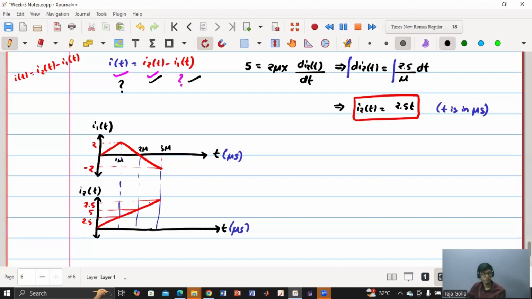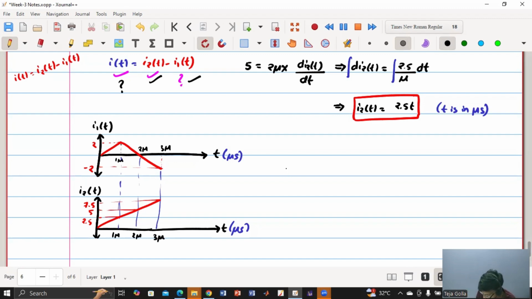that it is 2.5t. So it is constantly increasing, right? It is passing through origin. So at 1 micro it has 2.5, at 2 micro it has a value of 5, at 3 micro it has a value of 7.5. So now, in order to get I of t, what should I be doing? I should subtract I2 of t minus I1 of t.